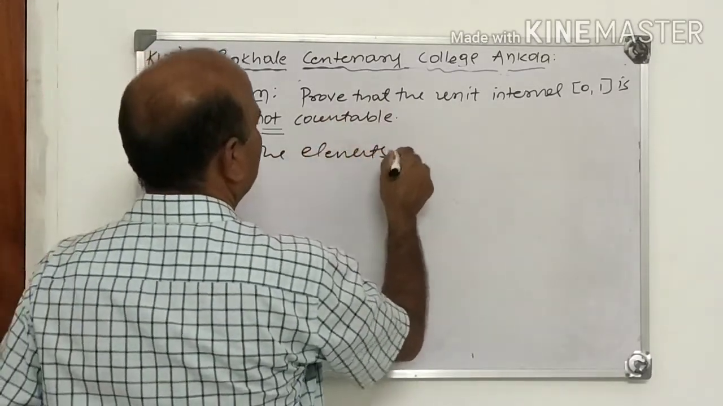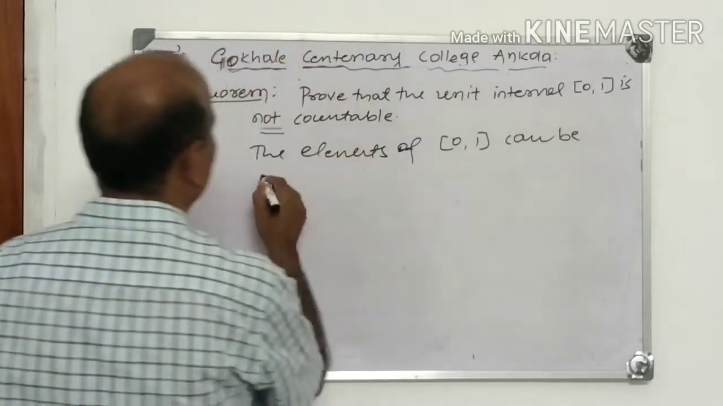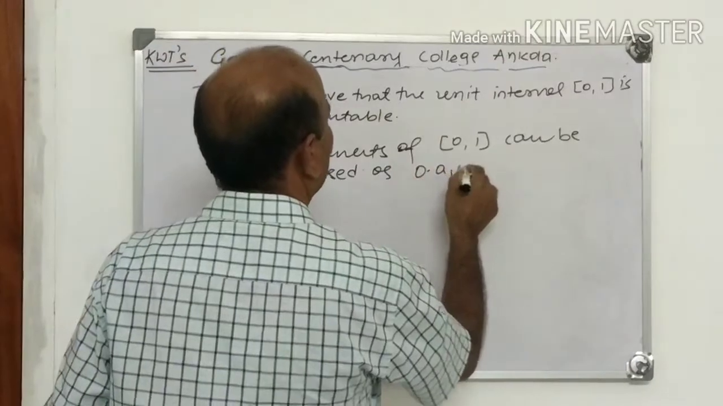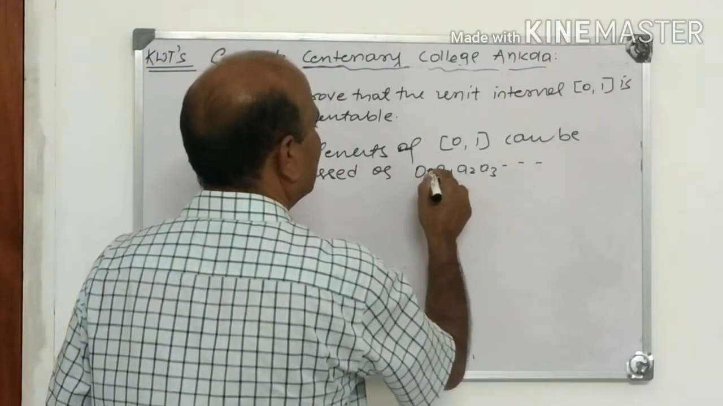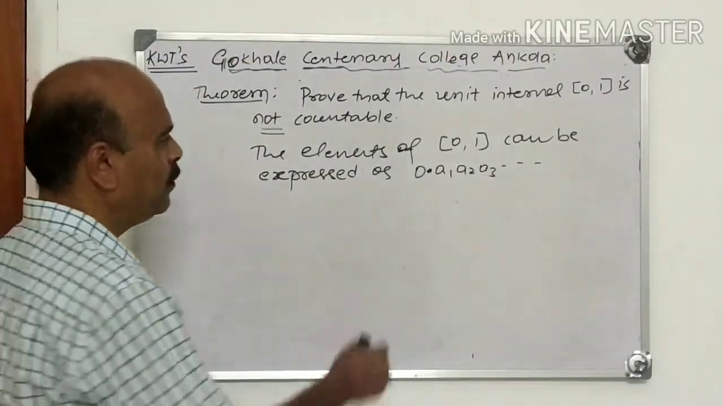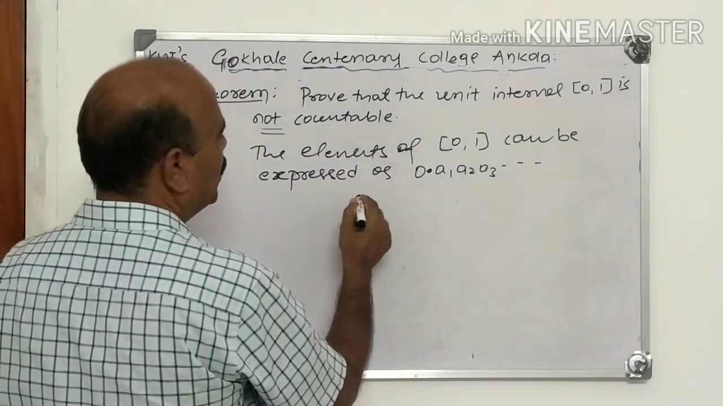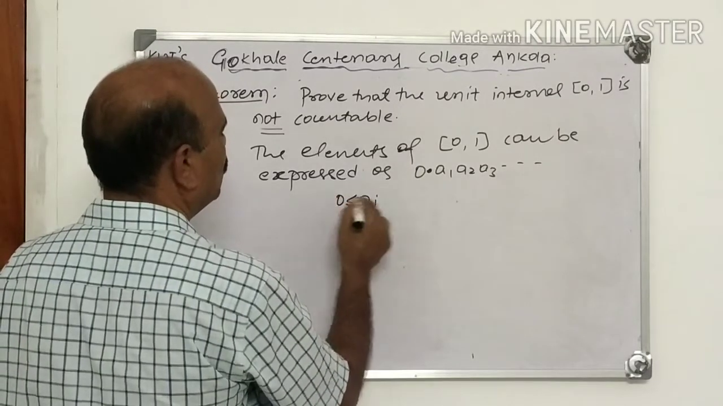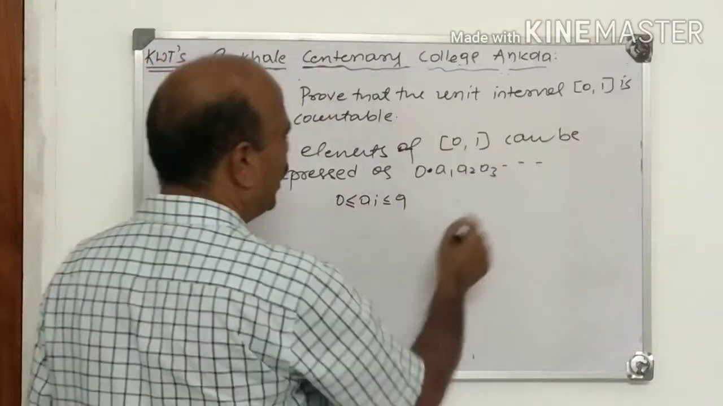The elements of 0 1 can be expressed as point a1, a2, a3, etc., in non-terminating decimal representation, because greater than 0, less than 1. In between 0 and 1, elements are always of the form point a1, a2, a3, etc., where each ai is greater than or equal to 0, less than or equal to 9. Each ai lies between 0 and 9.